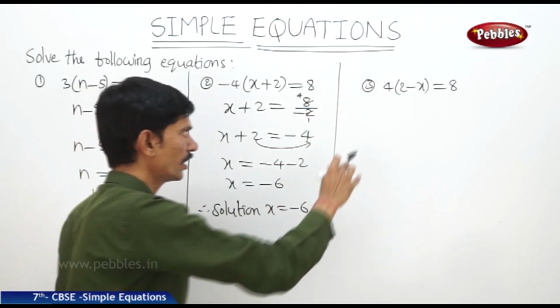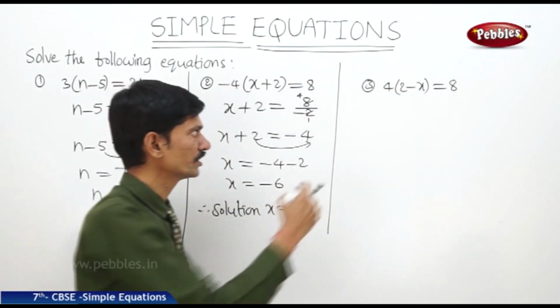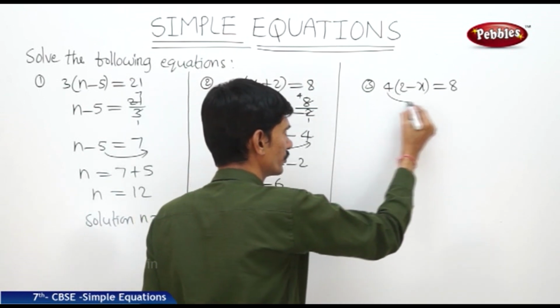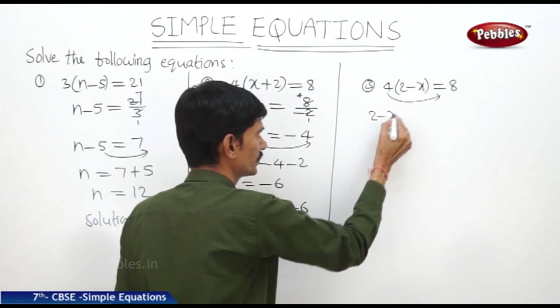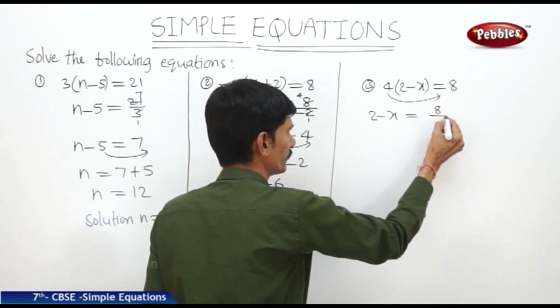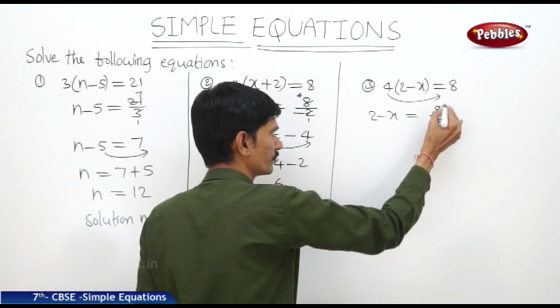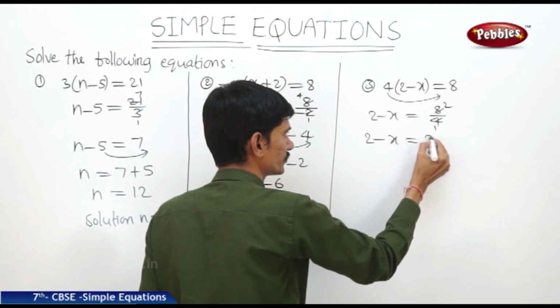Next, 4 of 2 minus x equals 8. In this problem also, 4 is multiplied by 2 minus x. So when you transpose into 4 to the RHS, it becomes divided by 4. Then we get 2 minus x equals 8 divided by 4. Here we can cancel 4 and 8: 4 1s are 4 and 4 2s are 8. So 2 minus x equals 2.